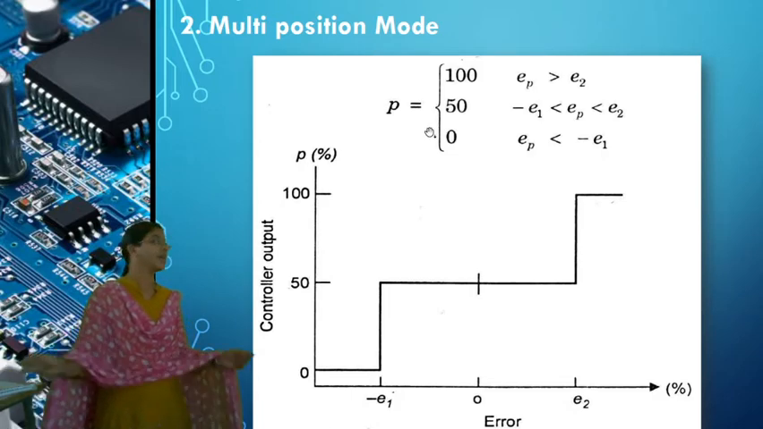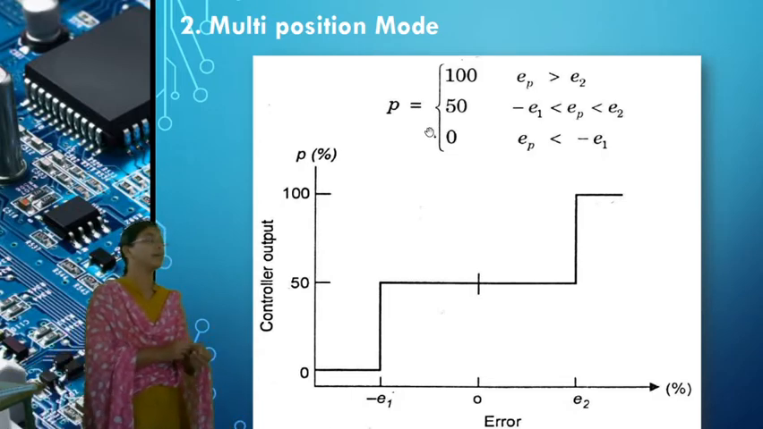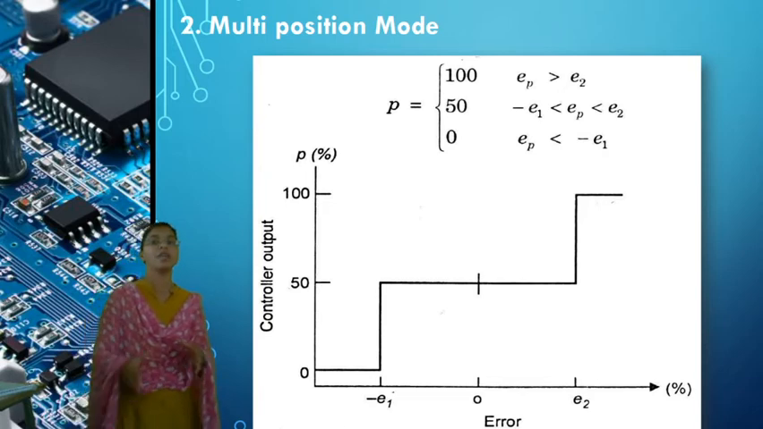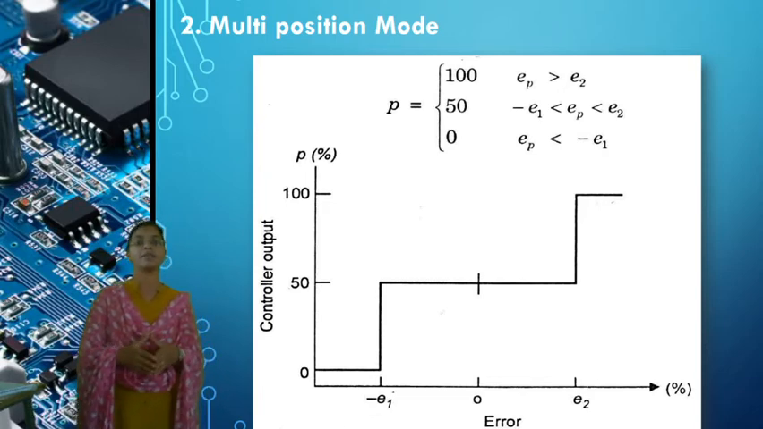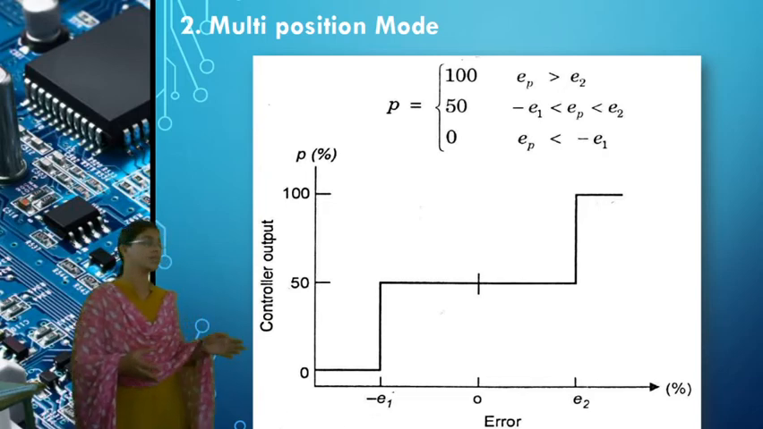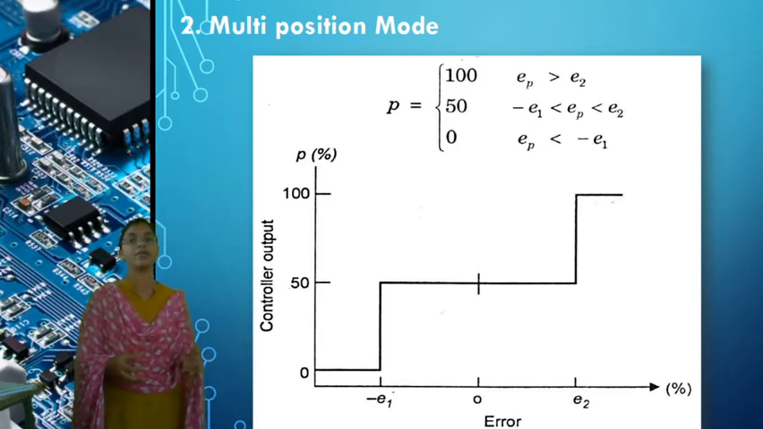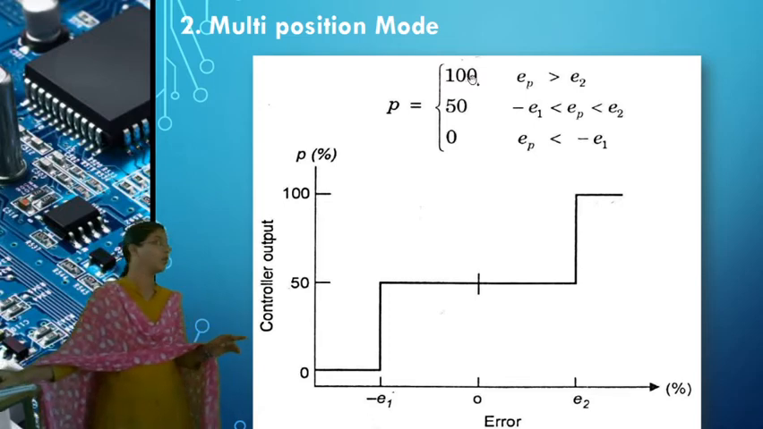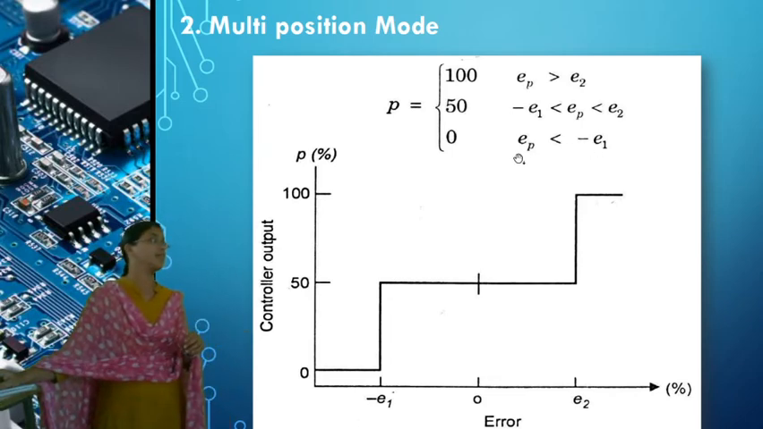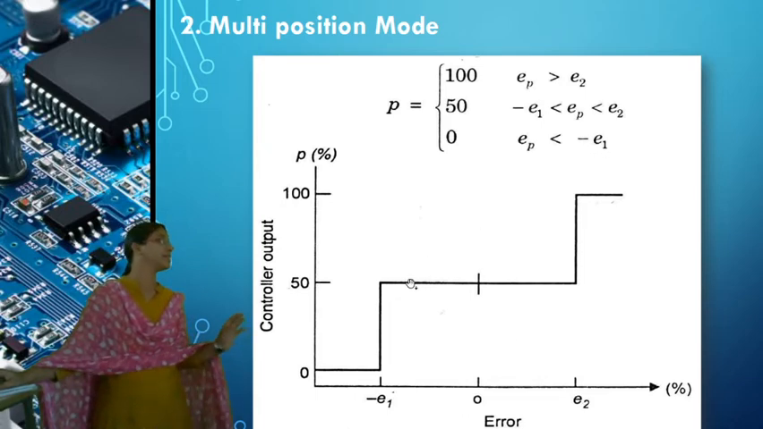Okay, so we can write the output equation. Here we have three positions, so we have to compare two errors, E1 and E2. If EP is less than minus E1, so in the graph we take minus E1 and E2, if the error is below E1, then that should produce 0%.